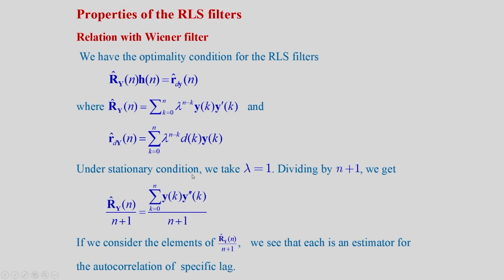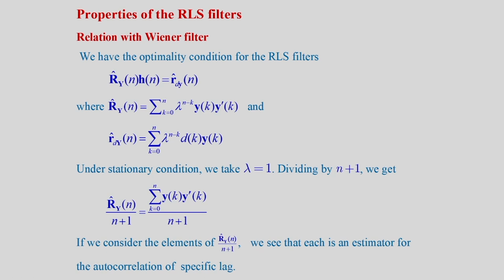Under stationarity condition, we take lambda is equal to 1, dividing this expression by n plus 1. We get Ry hat n divided by n plus 1 is equal to summation Yk into Yk transpose, k going from 0 to n, divided by n plus 1. Now, if we consider the elements of Ry hat n by n plus 1, we see that each is an estimator for the autocorrelation at a specific lag.